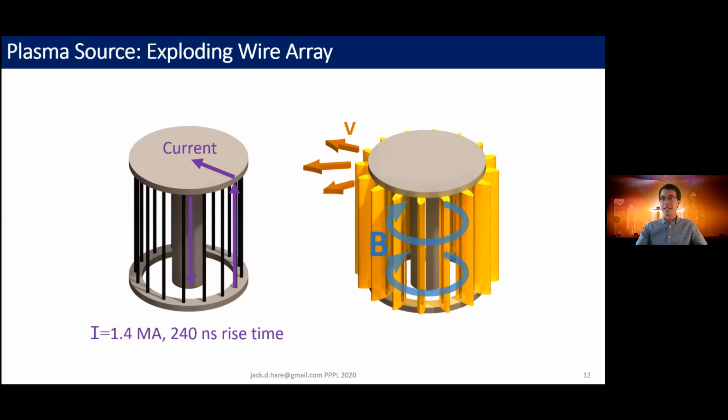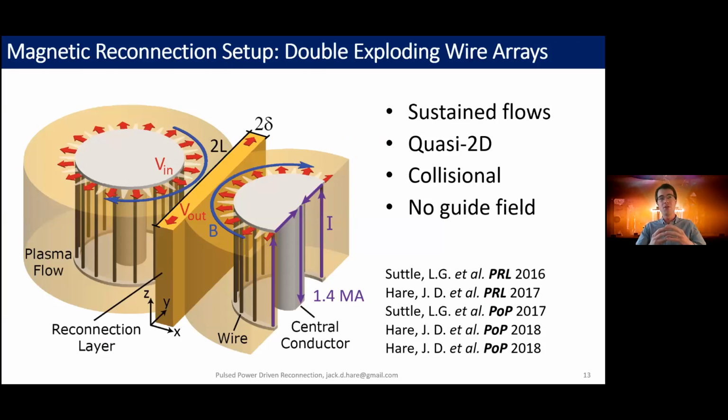To make a magnetic reconnection setup, we place 2 of these exploding wire arrays side by side, and we drive them in parallel. So again, the current flows up through the wires and down through the central conductor. And as it does so, it ablates the plasma off, which drags with it this azimuthal magnetic field. By placing these 2 arrays side by side, it means that when the flows collide at the midplane, the magnetic fields they carry are equal in magnitude and opposite in direction, and so symmetric magnetic reconnection occurs.